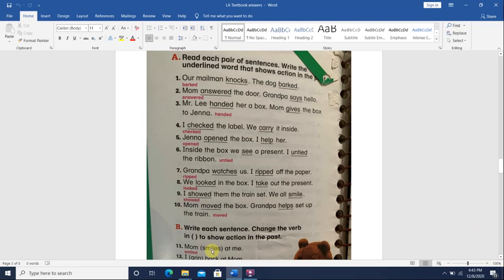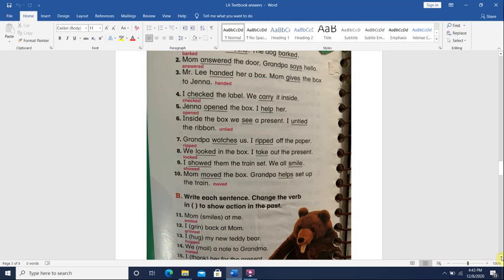So smile here is in the present tense. So we want to change it to the past tense. Smile usually ends with e. So what do we do? We take out the e and we add ed. Mom smiled at me. Okay, number 2, I grin back at Mom. Grin is one of the verbs that ends with a consonant. So when we change it to the past tense, we add another n and then we add ed.